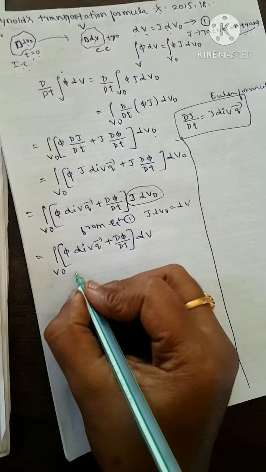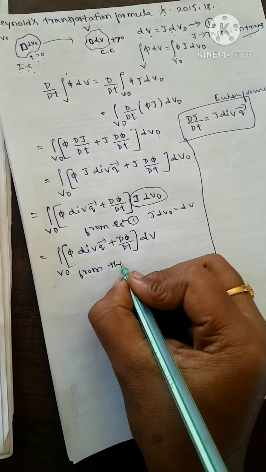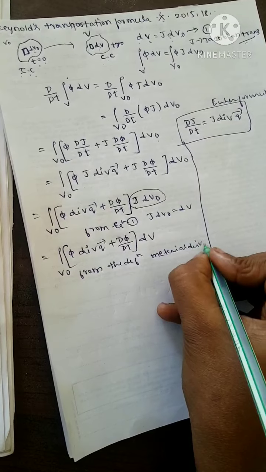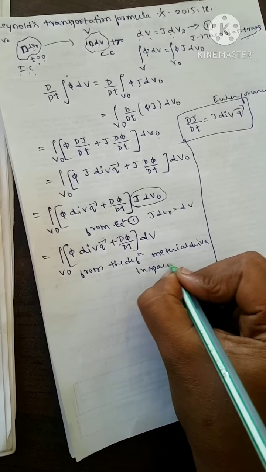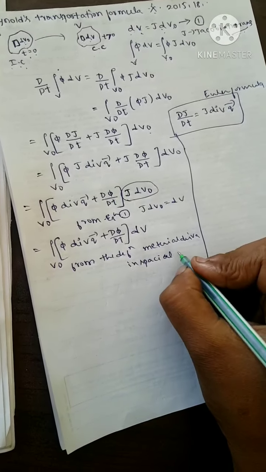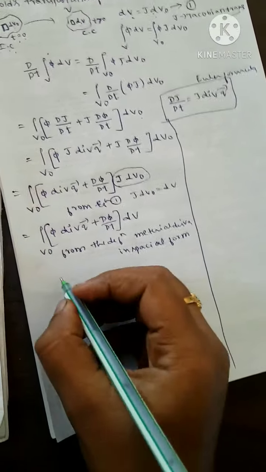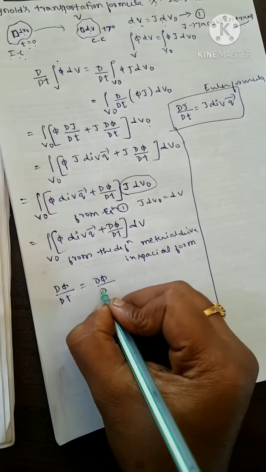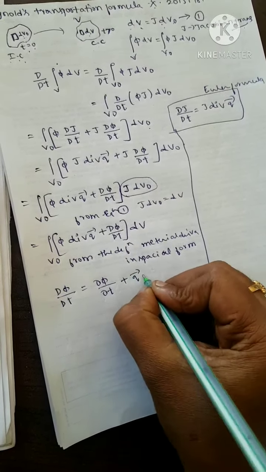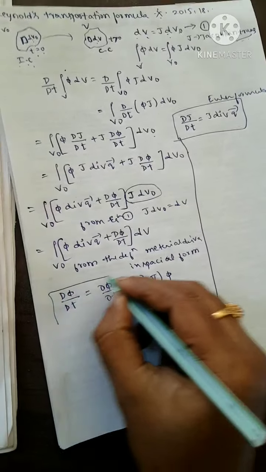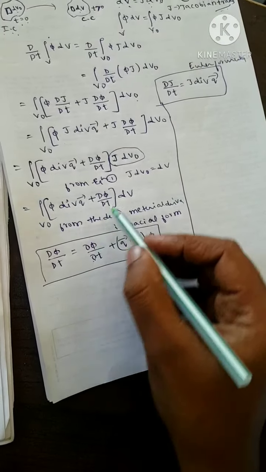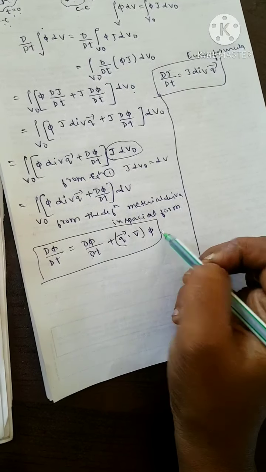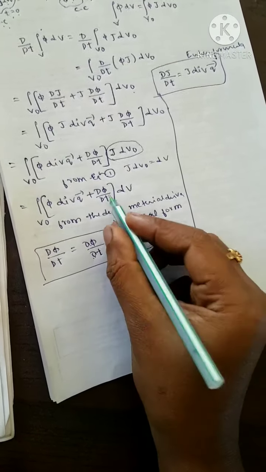Now from the definition of the material time derivative in spatial form, these steps are not mentioned in the notes, please note this. The material derivative in spatial form states that d pi by dt I can express as dou pi by dou t plus q dot del pi. I have derived this in the previous class, so refer to it. Let me replace d pi by dt with this expression.